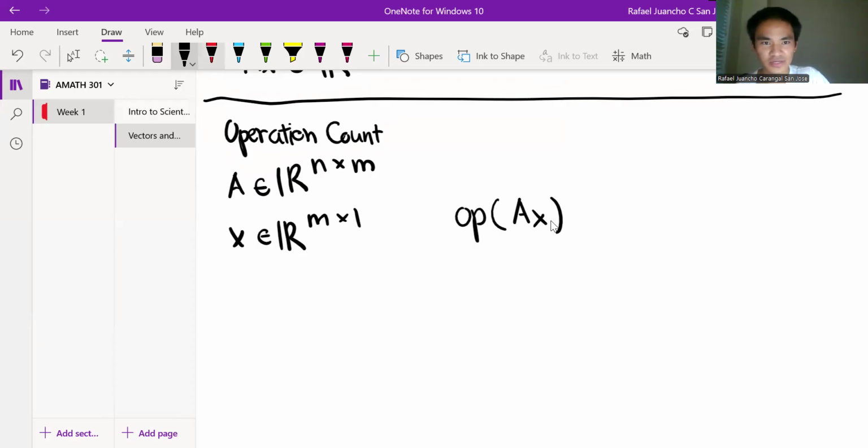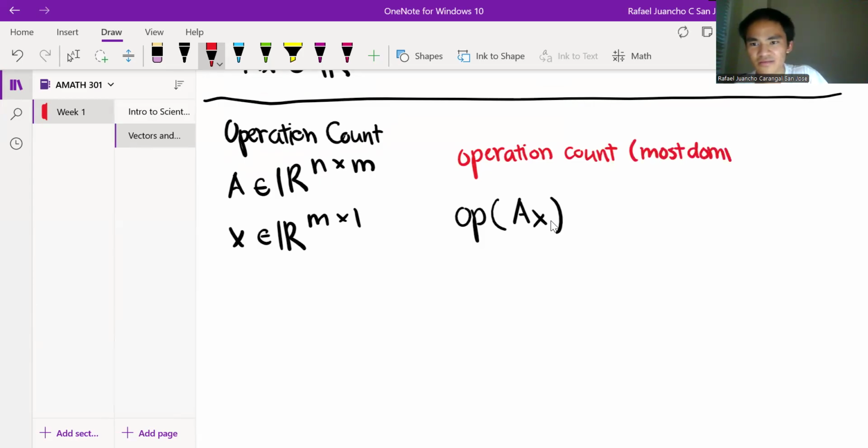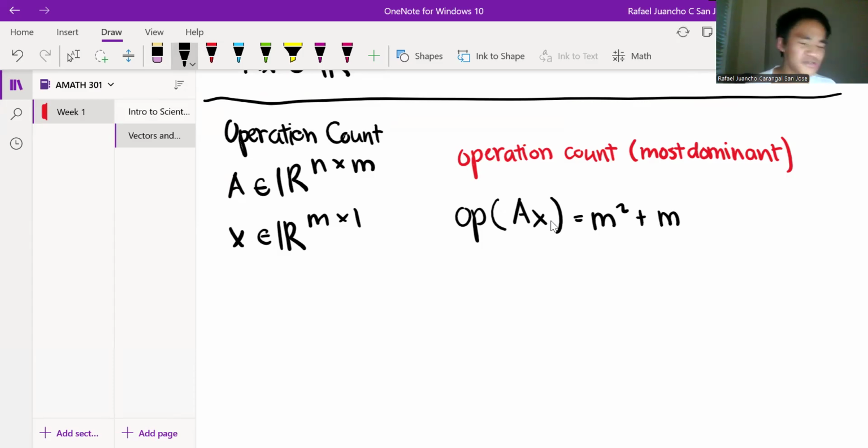Well, an important note is whenever we do an operation count, we're basically getting what's the most dominant thing in that operation. Now, what do I mean by that? Well, let's give an example. Let's say the operation count is denoted by this function, m squared plus m plus 5.